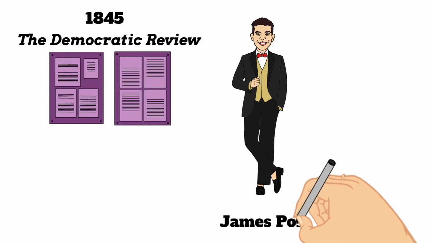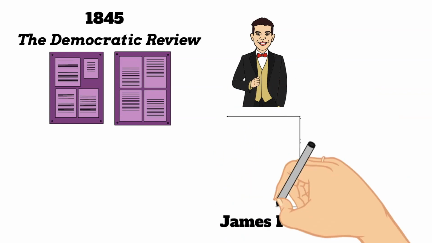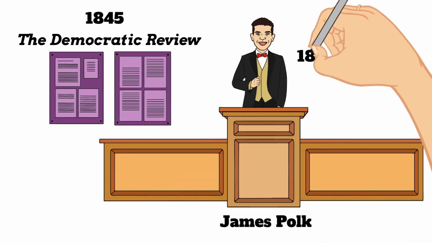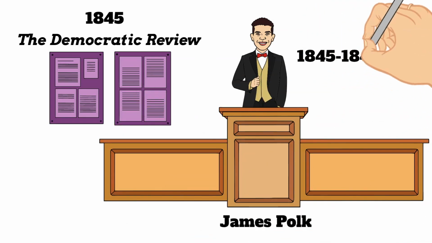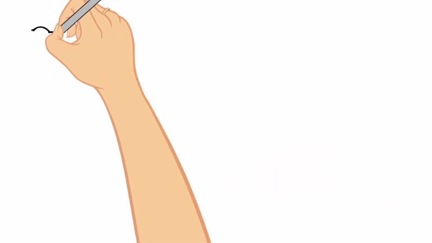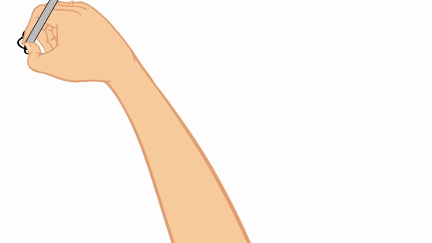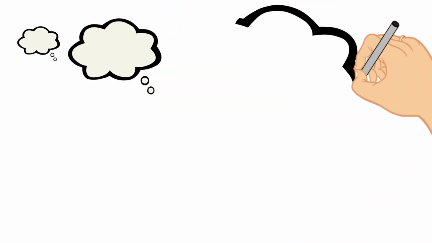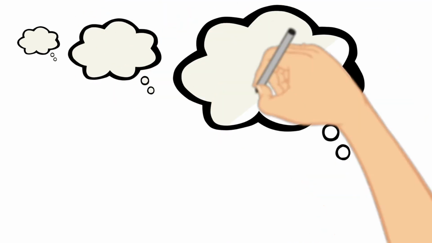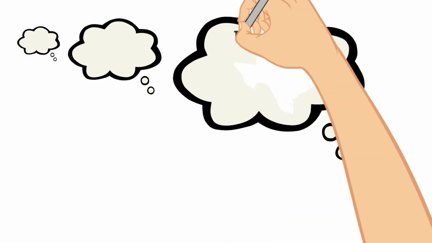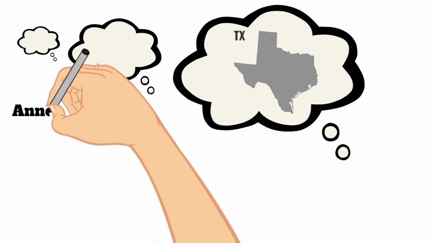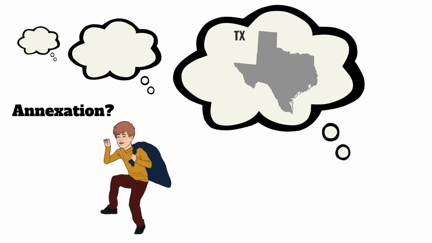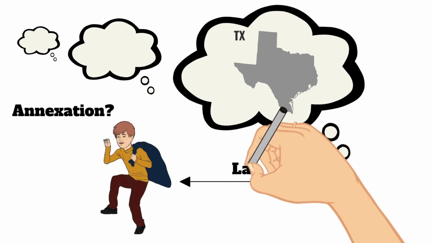Polk became president in 1845 and served our country until 1849. Under him, the United States increased its territory by 1/3. During his presidency, there was a growing idea surrounding the annexation of Texas. That word annexation means to take forcibly a piece of land or territory.